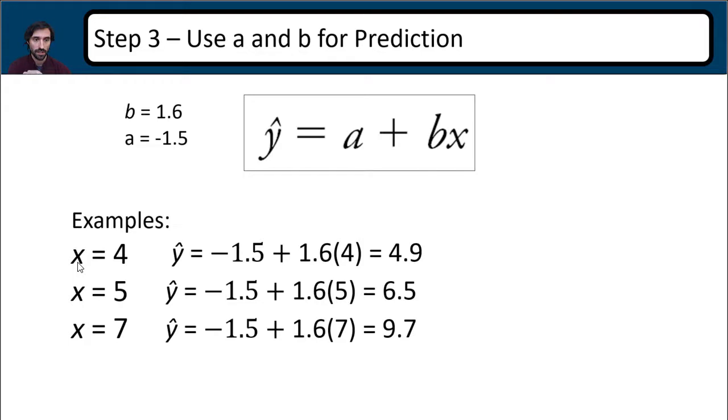So for instance, we choose an x, one of the x values was 4, then our predicted y would be 4.9 based on this calculation. This calculation right here is this. If it was 5, it would be 6.5, and so we can imagine.